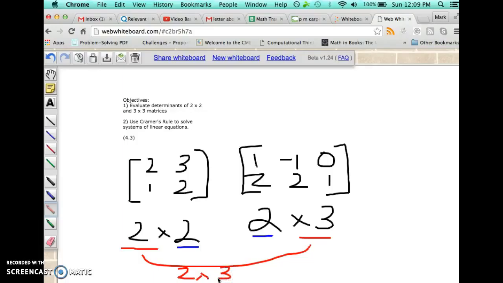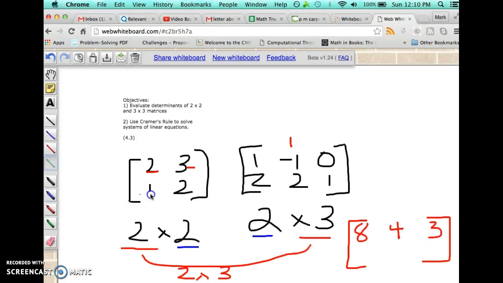Basically, the 2 and the 3 go with the 1 and the 2, and you get 2 plus 6 is 8. Then the 2 and the 3 go with the negative 1 and the 2, and you get negative 2 plus 6 is 4. Then the 2 and the 3 go with the 0 and the 1, and you get 0 plus 3 is 3. And then I'm done with those.